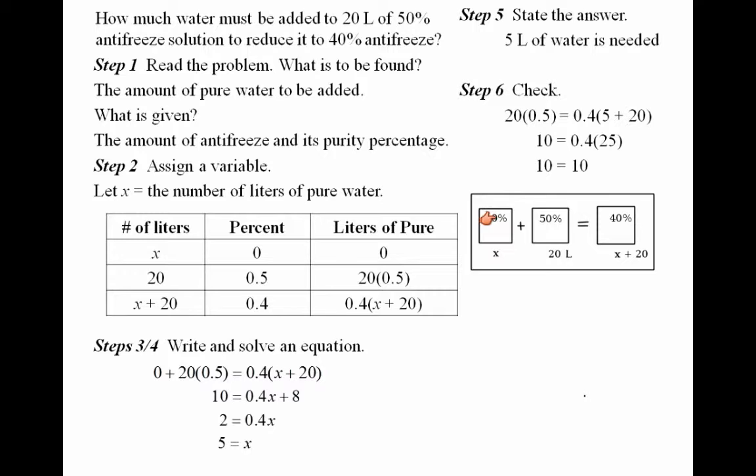So it would be x times 0% plus 20 times 50% is equal to 40% times (x plus 20). That would be my equation. You can solve for x here. You get x equal to 5. So 5 liters of water is needed to obtain 40% antifreeze.